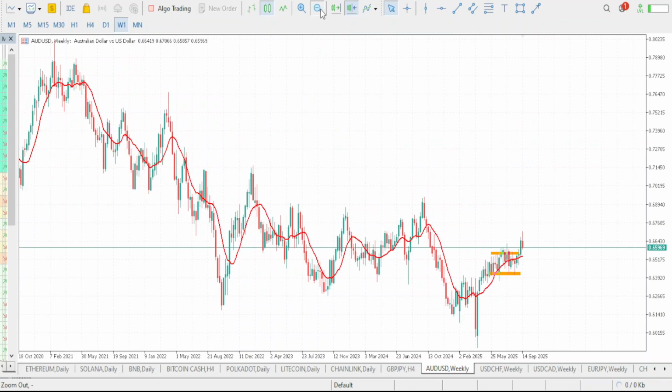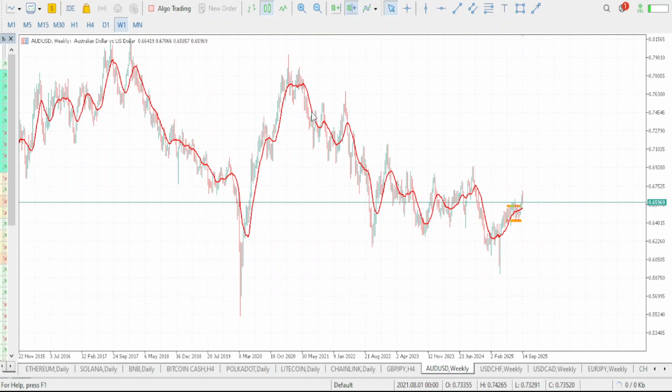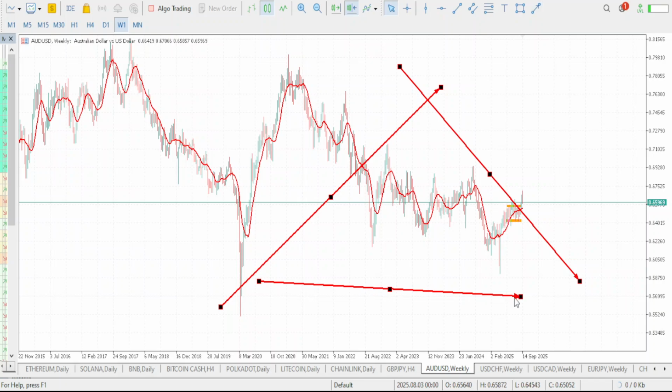So, let's see what we'll be expecting this week on our Australian dollar to US dollar, AUD USD. We would want to start with the trend. You all know market tends to give us three movements. They're just three movements, simple. It's either trending downward, trending upward, or ranging.